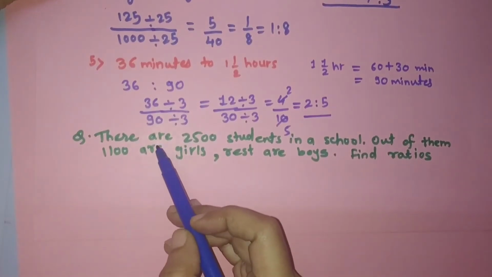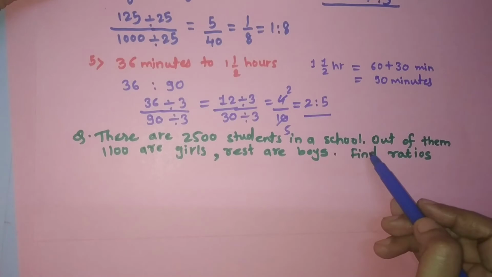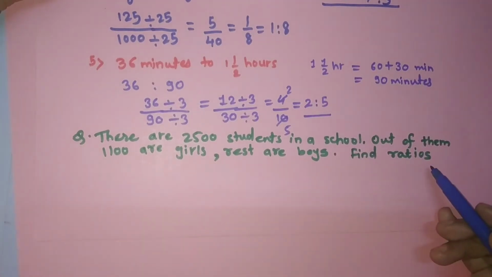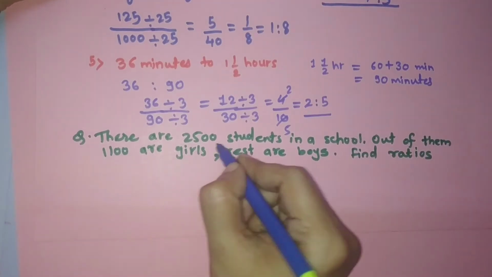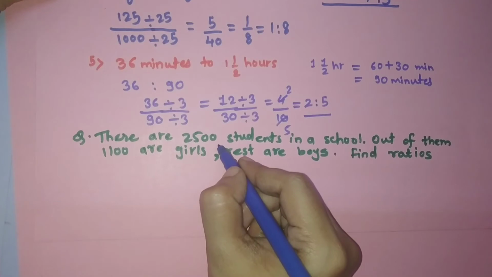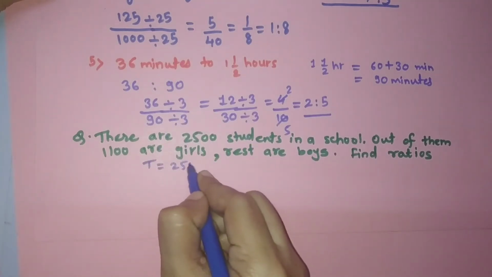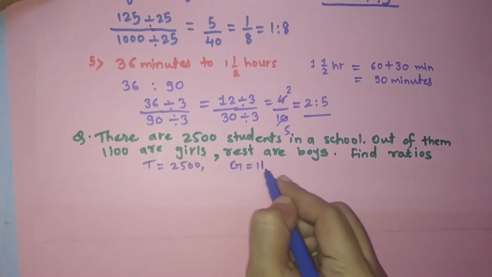So friends, now we'll solve this problem. There are 2,500 students in a school. Out of them 1,100 are girls, rest are boys. Find the ratios. First of all, here the total number of students given, that is 2,500. So we'll write here 2,500, and the girls are given as 1,100.